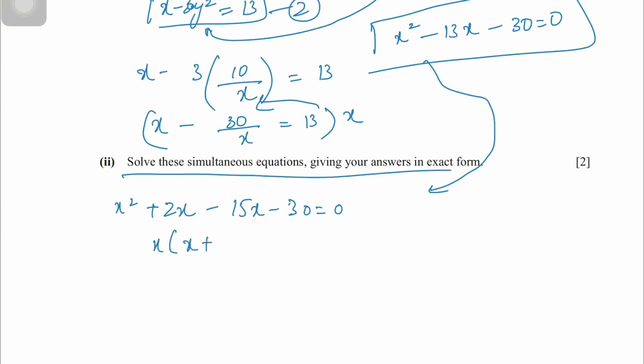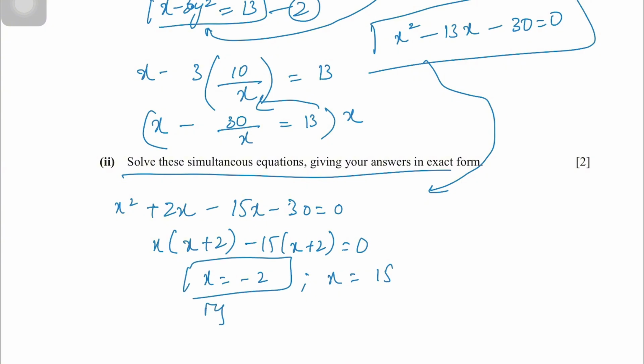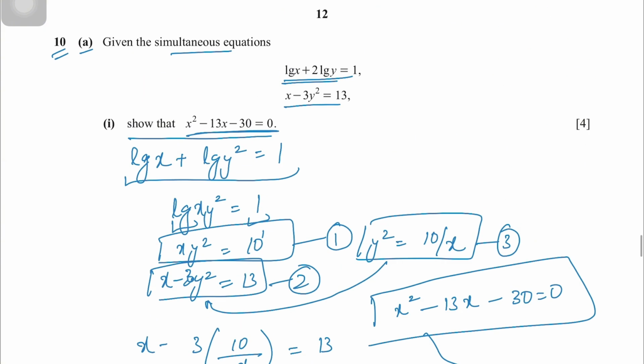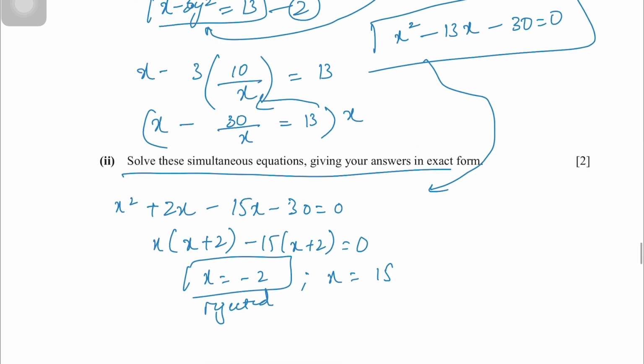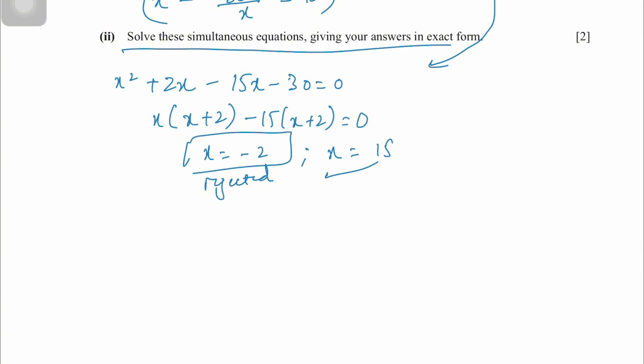And then we can take it as x into x plus 2, then negative 15 into x plus 2 equals to 0. We have our x as negative 2 and our x as 15. We have to reject this because this can't be here. Log of negative 2 is not possible, right? So we have to take x equals to 15, right?